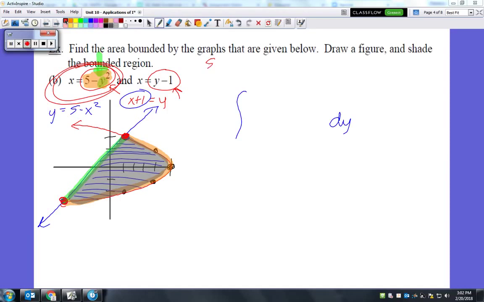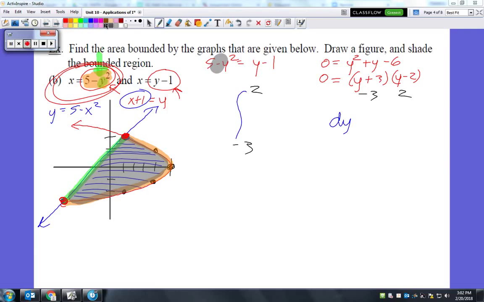So I would set 5 minus y squared equal to y minus 1. Again, I don't like these negative coefficients, so let me move everything to the right. y squared plus y, subtracting will give me a negative 6. Factoring is (y plus 3)(y minus 2), so that my solutions are at negative 3 and 2. You with me? So y is equal to negative 3 and 2. Low y to high y.